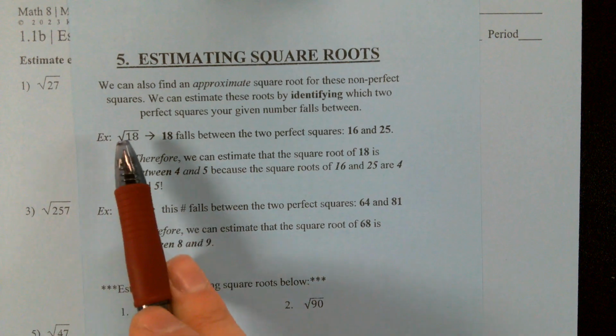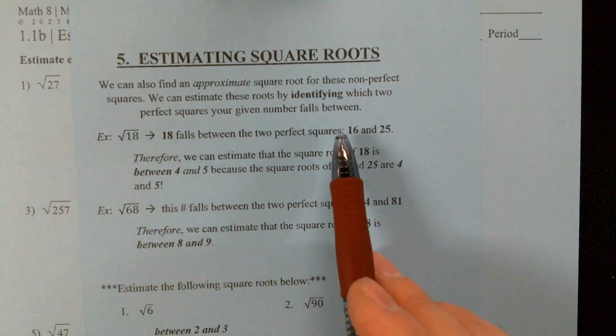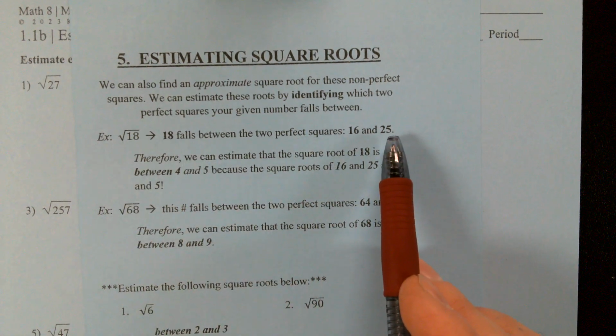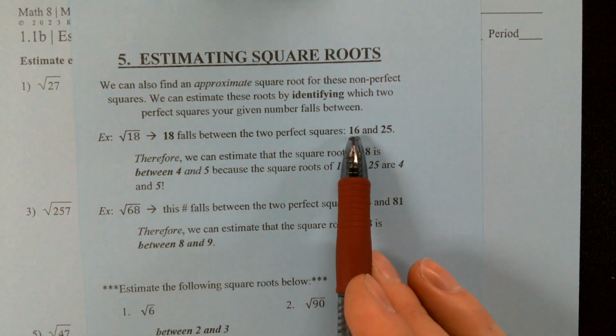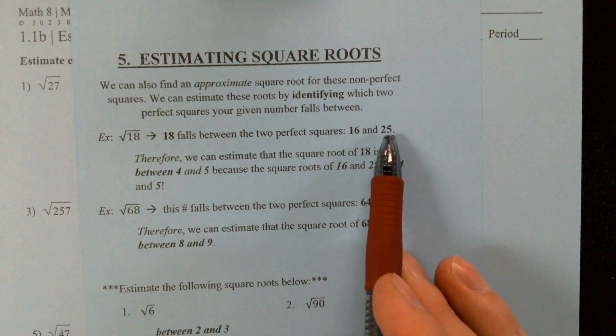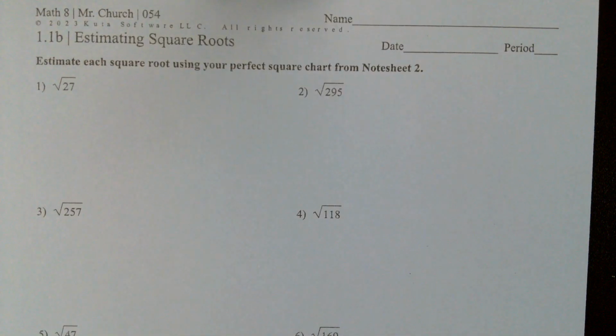So if we have the square root of 18, that'll be between 16 and 25. So our square root's going to be between 4 and 5, 4 being the root of 16, 5 being the root of 25.